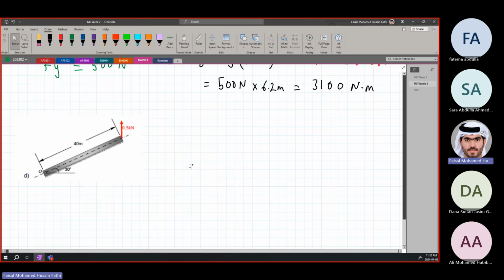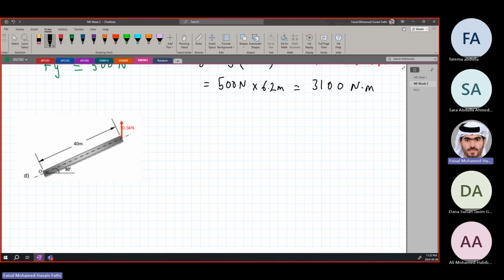Now, here we have a little bit of trigonometry that we will need to do. So we are given a beam that is in this direction, it is slanted, okay? This is point O over here. And they are saying that this is making 30 degrees with the ground. The distance from here up to the top is 40 meters.